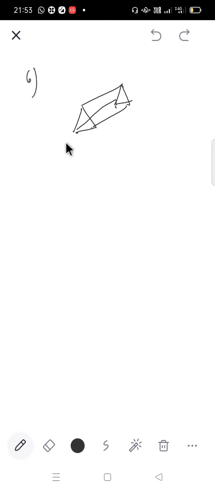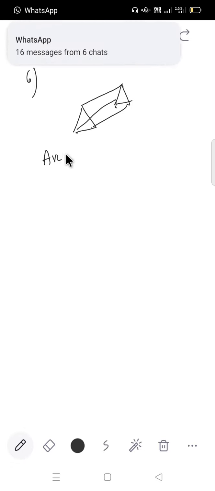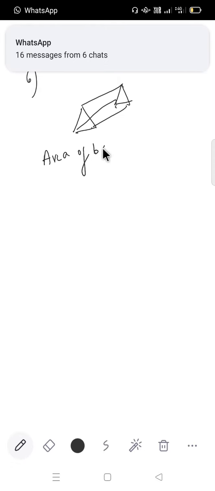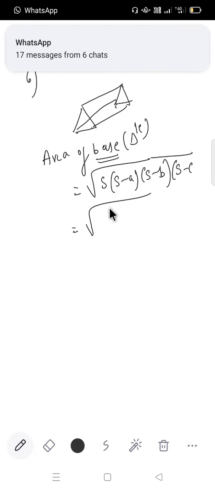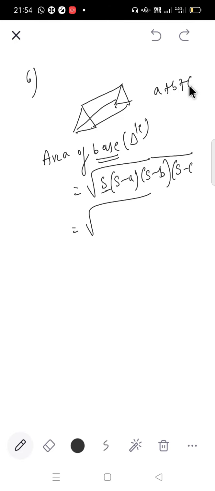Okay. Now the area of the base is nothing but root of s into s minus a into s minus b into s minus c, because the base is in the shape of a triangle. Already in the problem they gave that the base of the prism is a triangle. So what is the area of the base? Root of s into s minus a into s minus b into s minus c. What do you mean by s? s is nothing but a plus b plus c by 2.